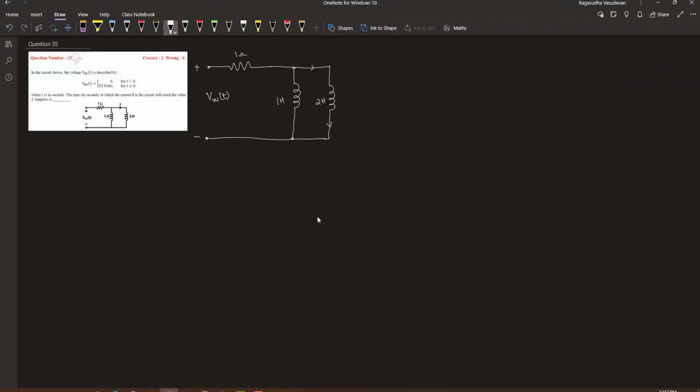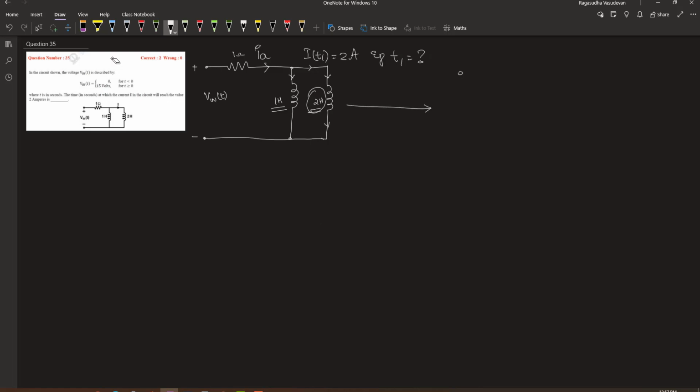In this problem, it is given that the current I at time t1 is equal to 2 ampere, and we are asked to find out the value of t1. We have a parallel combination of two inductors, 1 Henry and 2 Henry. Let us denote this current to be IA. The current IA splits into two, where I1 of t denotes the part of IA that flows through the 2 Henry inductor. Let us first reduce this network and find out IA of t.